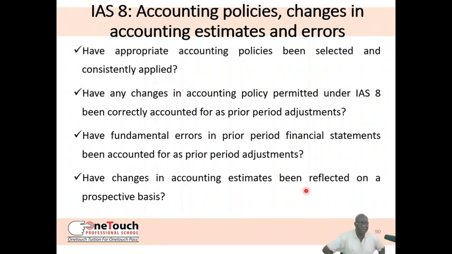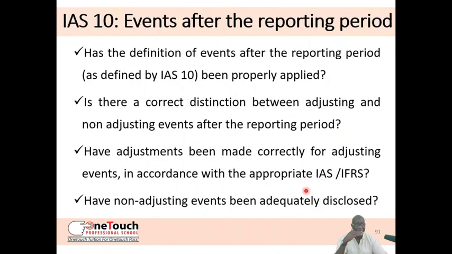Have appropriate accounting policies been selected and consistently applied? If yes, then you go on. If no, why? Then that's where you are coming to conclude and write. Have any changes in accounting policy permitted under International Accounting Standard 8 been correctly accounted for as prior period adjustments? Have fundamental errors in prior period financial statements been accounted for as prior period adjustments? Have changes in accounting estimates been properly treated? All these are just questions you ask yourself. They are the accounting areas which you have to look for.